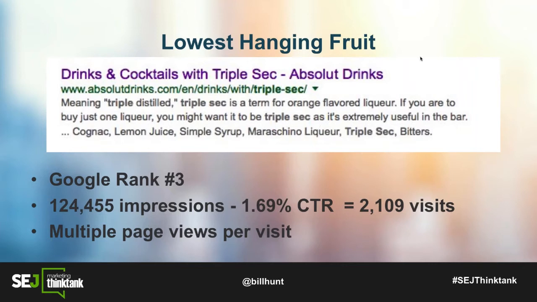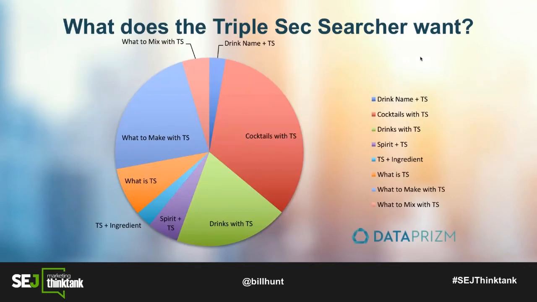And if you go to the next slide, we created a little pie chart. So we took all the queries, tagged them as to what category they were in, and created a pie chart to make it sort of MBA proof. And really what we found was cocktails with triple sec, drinks with triple sec, were about 50% of the query volume. So people didn't necessarily want to know what triple sec was, but wanted to know what to do with it. Now, still, since people wanted to know what it is, we had to keep that in there.